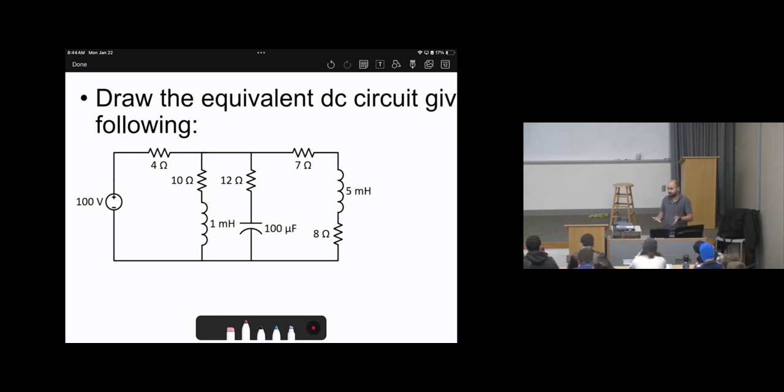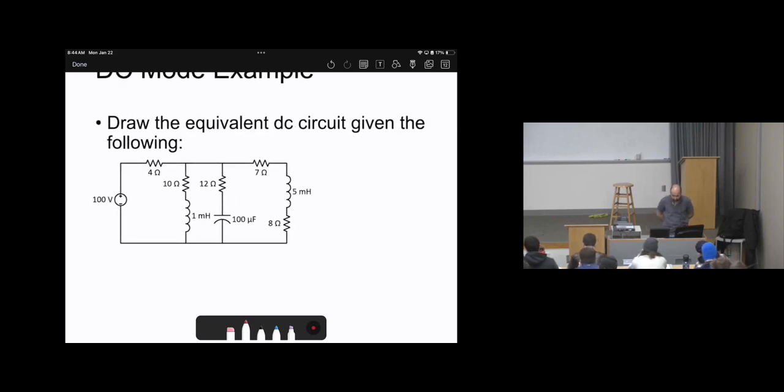What you need to do is start by taking out the inductors and capacitors. Replace the inductors and the capacitors by their equivalent circuits, which is any inductor will be a short circuit, any capacitor will be an open circuit. That's what we need to do.